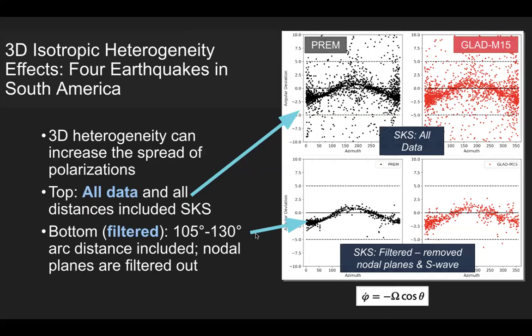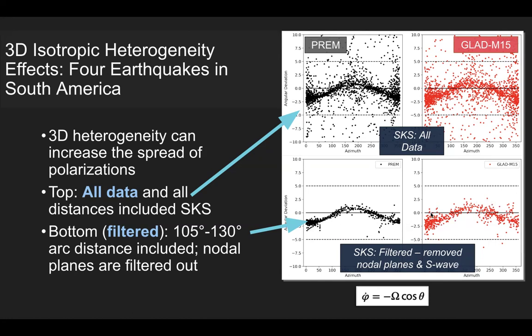But the other thing I wanted to look at was 3D heterogeneity, because I also looked at those tomography models. This is just some data for four events. I selected four events in South America that were all at different depths. I'm showing the polarization anomaly plotted on the Y axis versus azimuth from the earthquake. These are all the polarization measurements for SKS for PREM and GLAD. GLAD-M15 is the full waveform inversion global model. Once I filter out the nodal planes of the earthquakes where I don't have very good SKS energy, and I filter out the S diff coming into the measurement window, you can see the Coriolis effect really well.